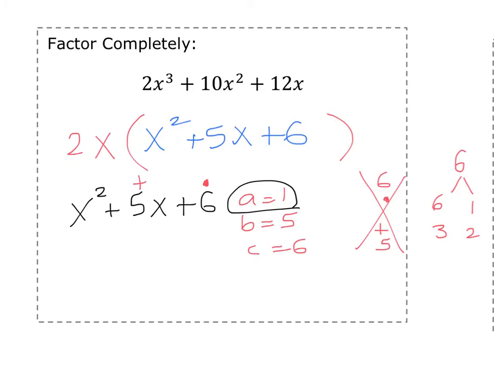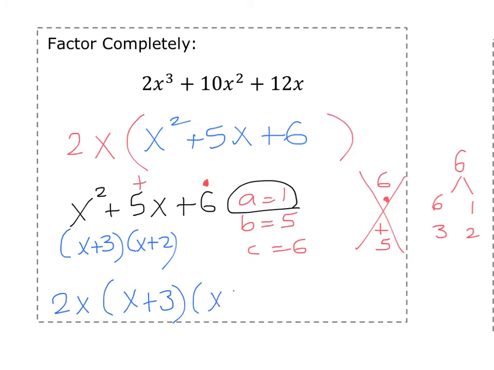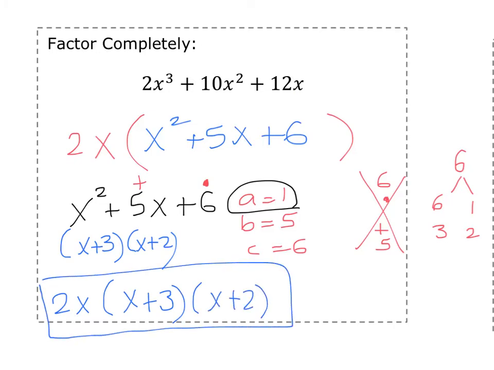3 and 2. So then my 2 factors are x plus 3 and x plus 2. Okay? So don't forget the 2x on the outside. So my final answer is going to be 2x, x plus 3 into x plus 2. That's if your A is 1, you can do this mentally. You think of two numbers that will multiply to give you 6 and add to give you 5, 3 and 2. So these are your factors. Don't forget to copy down whatever you factored out at the beginning, the GCF.